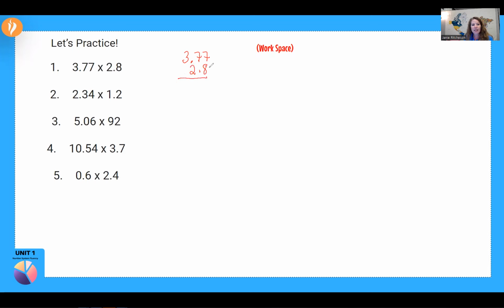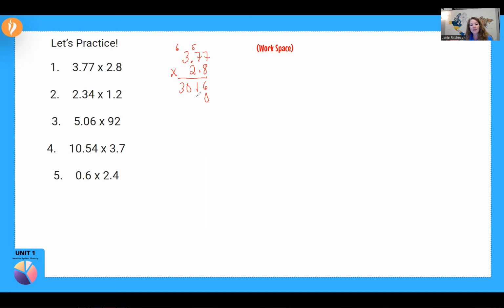We're just worried about lining up those last digits. So we're going to multiply 8 times 7 is 56. Now we go to the next digit. We're still on the 8. So 8 times 7 is 56 plus 5 would be what, 61? 8 times 3 is 24 plus 6 is 30. To get to the 2, we have to start with a 0 because we're on the second line.